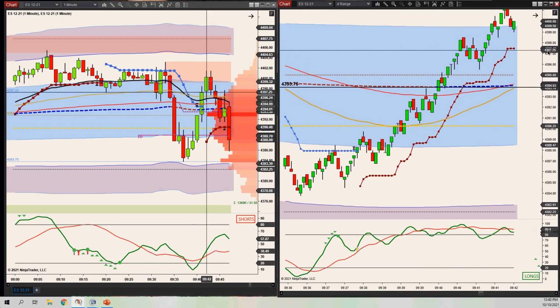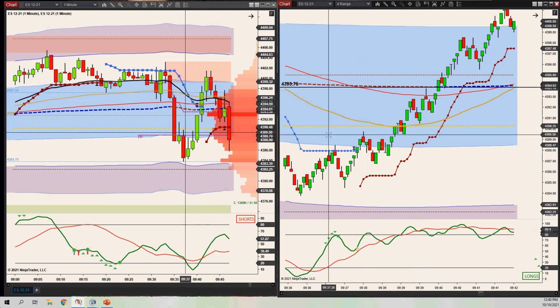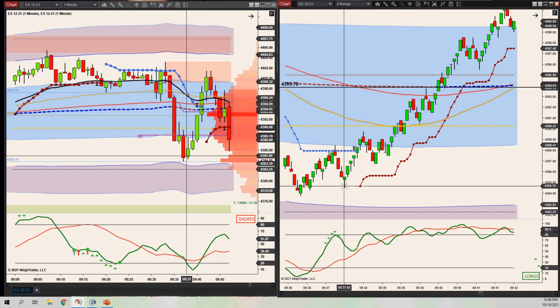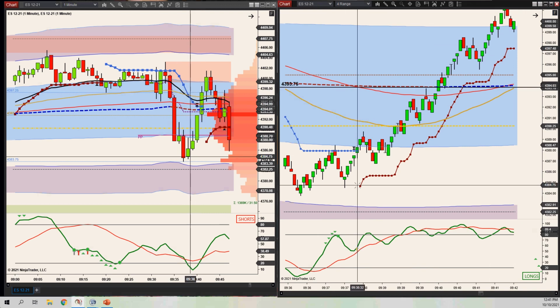So on the right, again, got the 4 range on ES, 1 minute on the left, and I'm going to just go over a couple trades off the open. I'm going to skip ahead to a little bit after 9:30 because I don't trade right off the open. Of course, you do whatever you feel led to do.